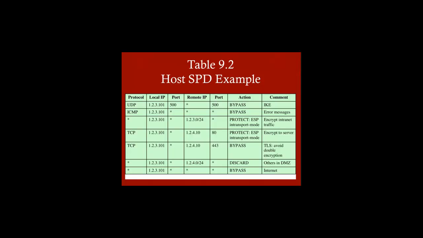The entries in the SPD should be self-explanatory. If not, you probably need a little more background in TCP/IP networking. For example, UDP port 500 is the designated port for IKE. Any traffic from the local host to remote host for purposes of an IKE exchange bypasses the IPsec processing.